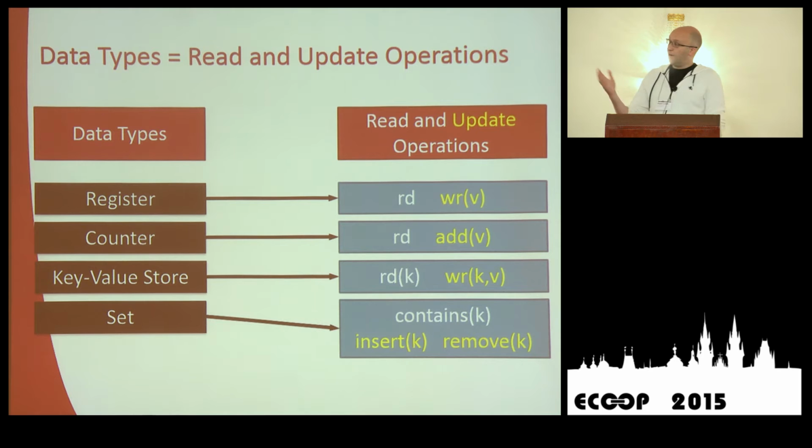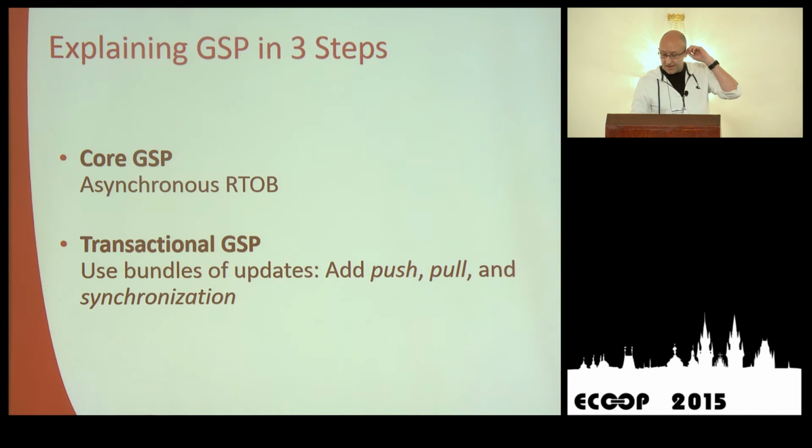And I'll give you a real good example soon why we need these different kinds of operations. But it's important to think not of the side effect of what's going to happen, but of a log of all the operations you're going to perform. So I'm going to give an example of that. First we call it core GSP, and then later I'm going to extend that to the transactional global sequence protocol.